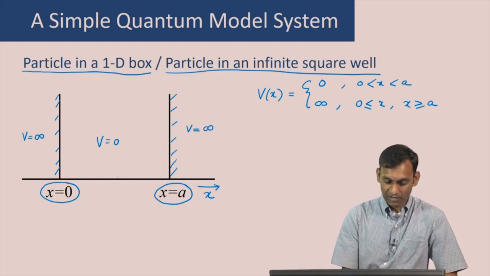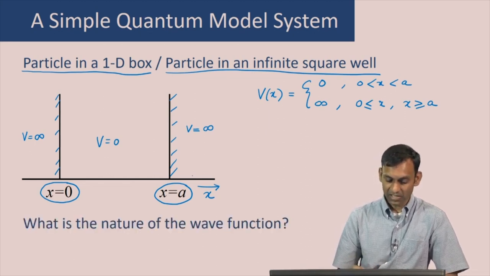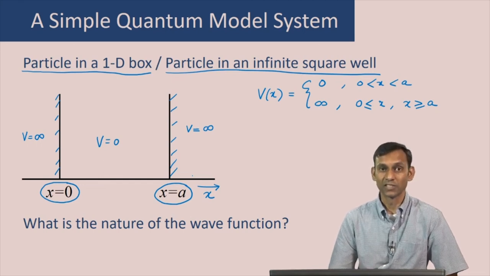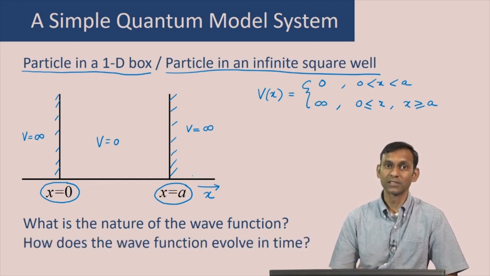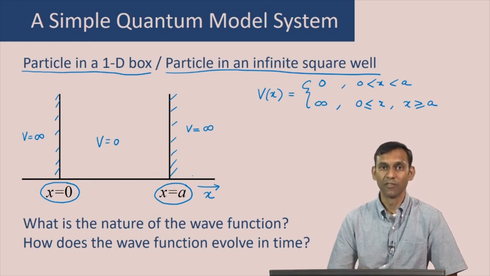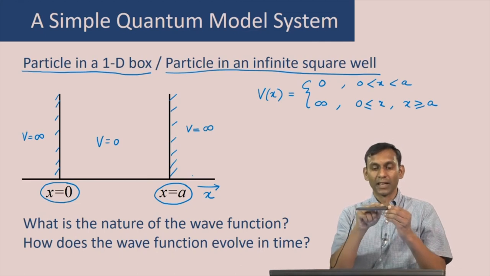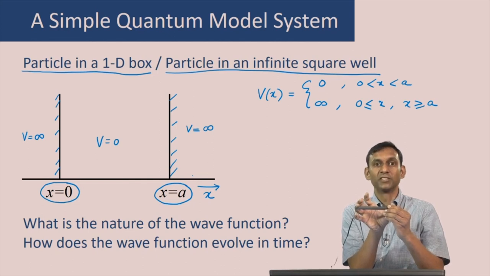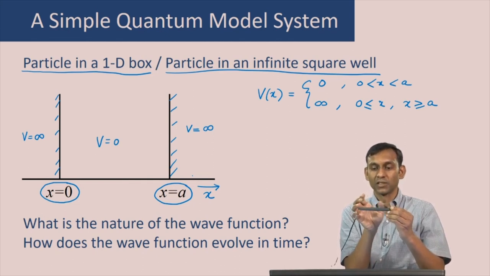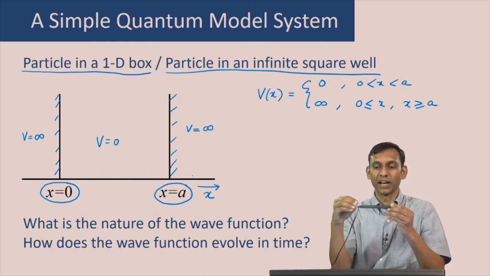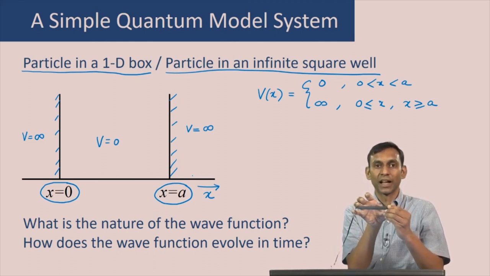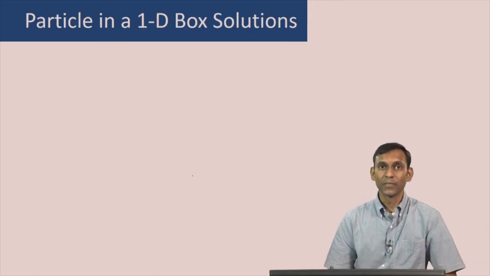So, we see that the particle is confined in this region, and the question is, what is the nature of the wave functions of the system, and how does the wave function of the system evolve in time? You can imagine the system to be a particle moving along a rod like this. As long as the particle is confined to this region, its potential energy is 0, but it cannot go out of this. So, the potential energy is infinite in the regions outside. Let us examine how the solutions of this problem look.